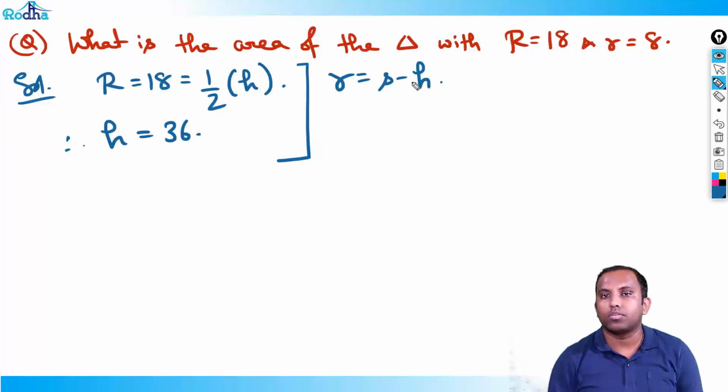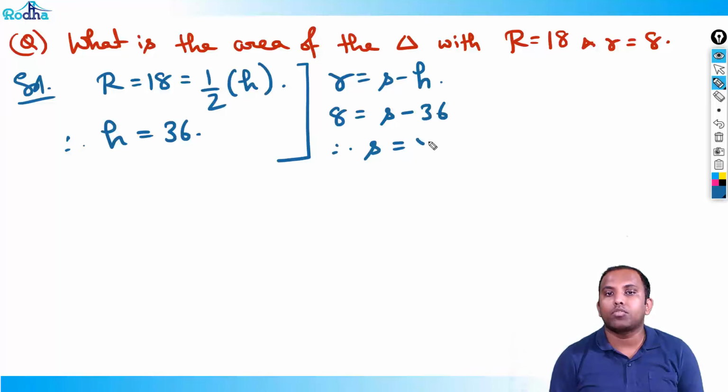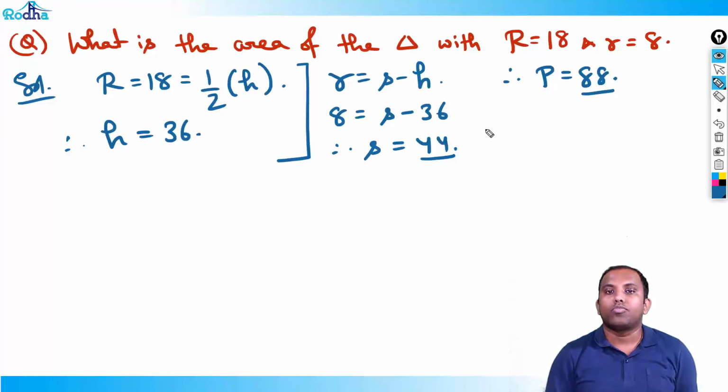Semi-perimeter minus hypotenuse, now 8 is equal to semi-perimeter minus hypotenuse 36. That means semi-perimeter becomes 44. Therefore, what is the perimeter? Perimeter is 88. So if perimeter is 88, what is the area?